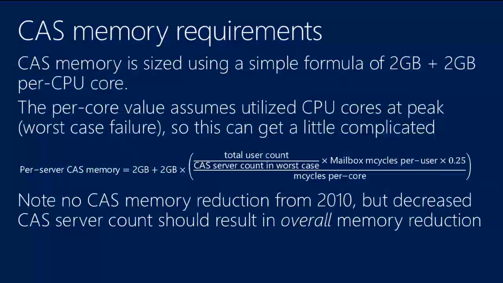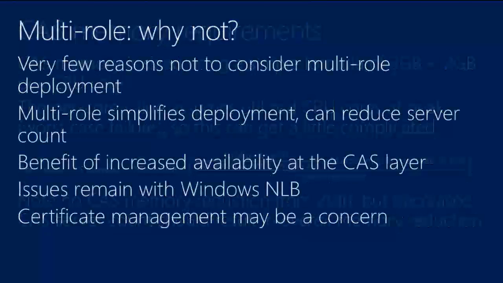We had the same 2 gigs plus 2 gigs per core in 2010. But there are fewer CAS servers in 2013 as a result of the CPU ratio change. So the overall amount of memory that you're deploying for CAS in 2013 is going to be fairly dramatically reduced. So why wouldn't you multi-role? It's really only 2 reasons that we've been able to come up with.